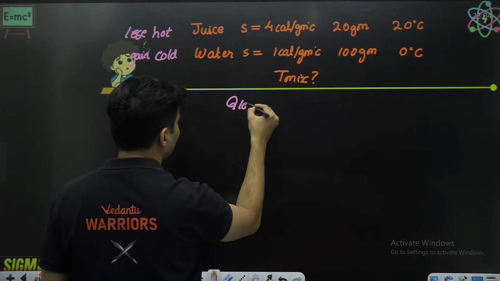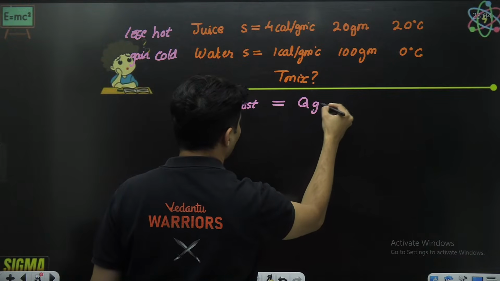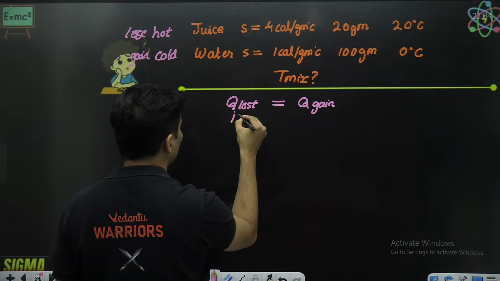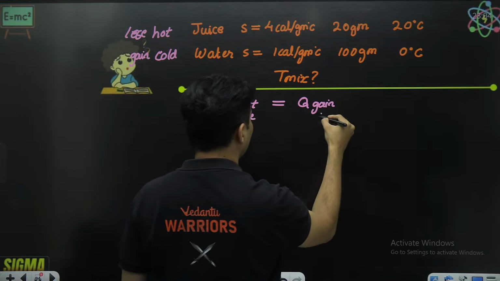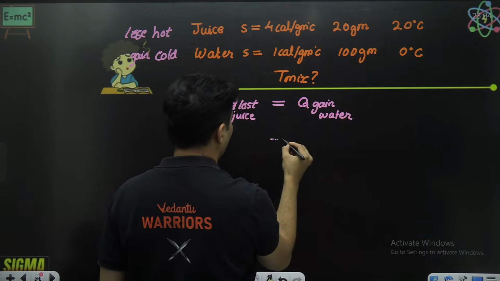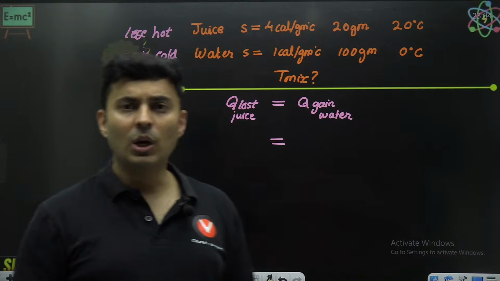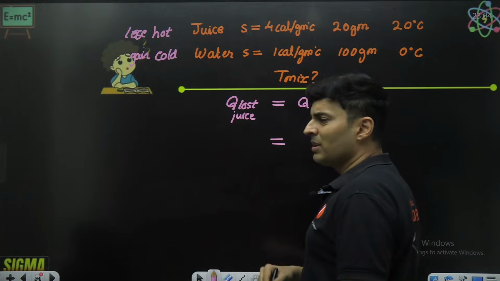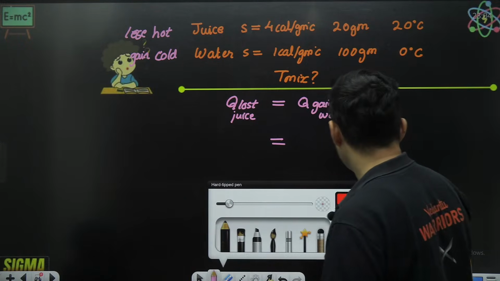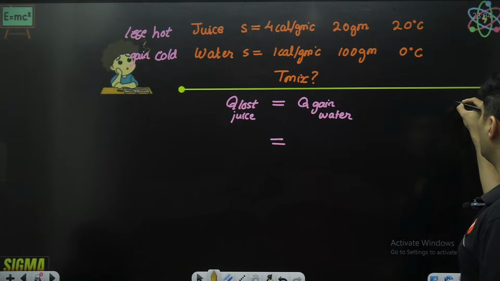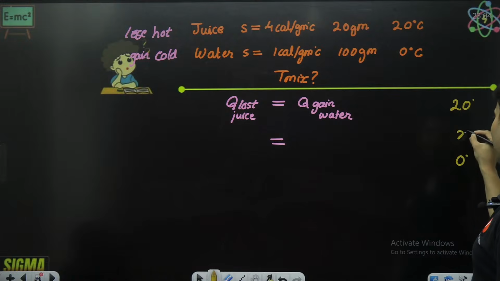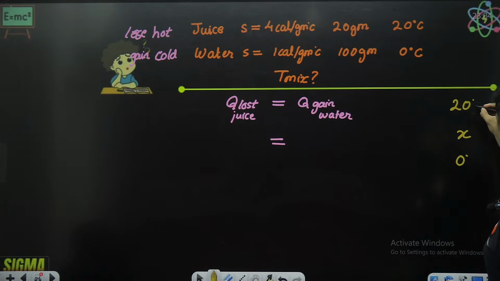So the heat which is lost in the battle is the heat which is gained by the other one. The heat is lost by the juice and the heat is gained by the water. So this is my starting equation, governing equation, the principle of calorimetry. Let's assume the final temperature to be X. The juice has a temperature of 20. The water has a temperature of 0. The final temperature could be X. So this is losing, this is gaining.